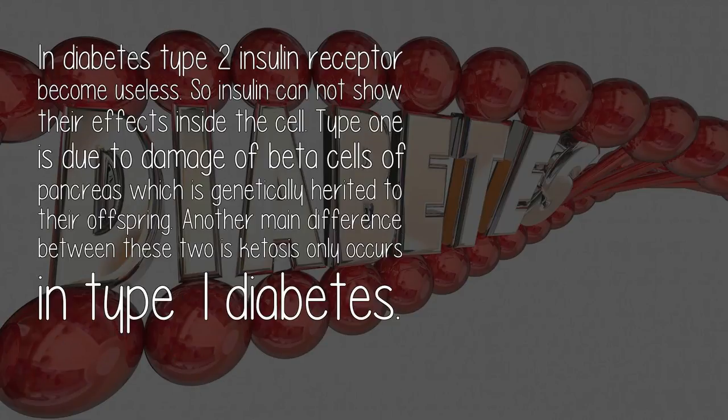In type 2 diabetes, insulin receptors become useless, so insulin cannot show its effects inside the cell. Type 1 is due to damage of beta cells of the pancreas, which is genetically inherited by offspring. Another main difference between these two is that ketosis only occurs in type 1 diabetes.